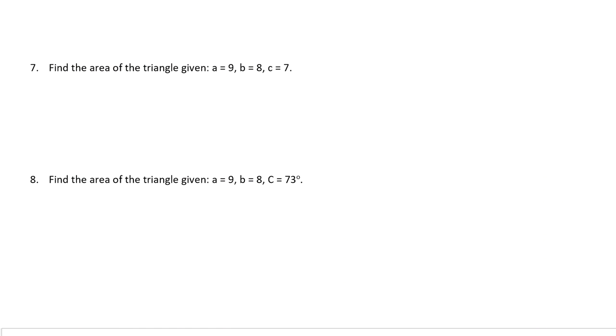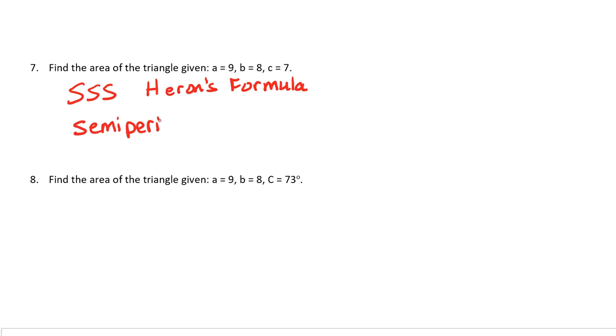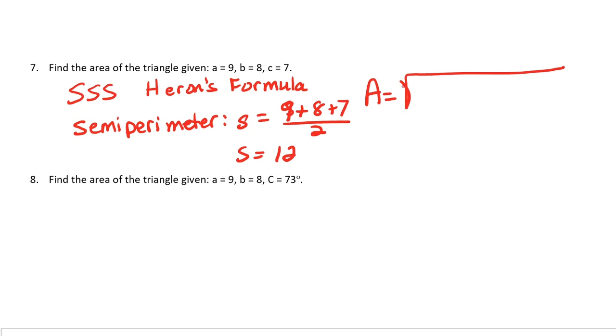All right, and then our two area formulas. If we are given the three sides, then we're going to use Heron's formula. And Heron's formula is first going to require the semi-perimeter. And the semi-perimeter is half of the perimeter. So to find S, we are going to take 9 plus 8 plus 7 and divide by 2. And that looks like 12. If the calculations aren't easy, then you're going to grab your calculator anyway. So just go ahead and do that.